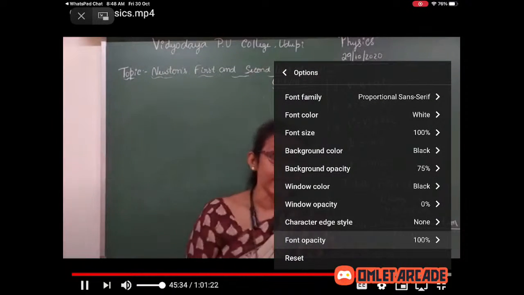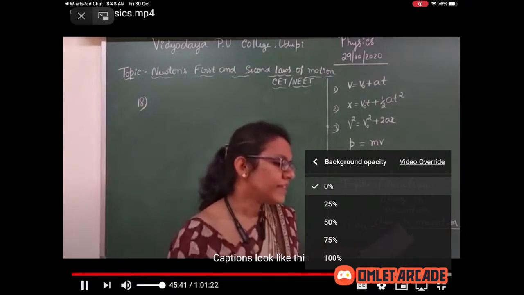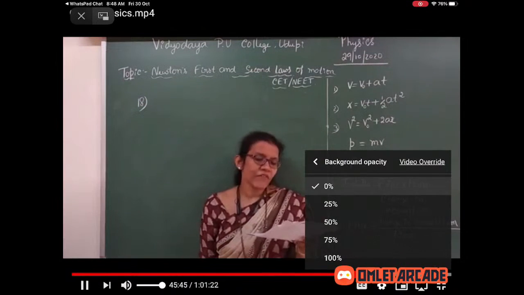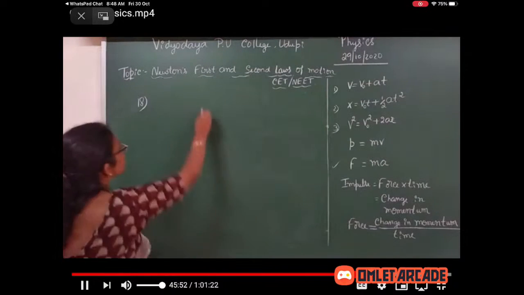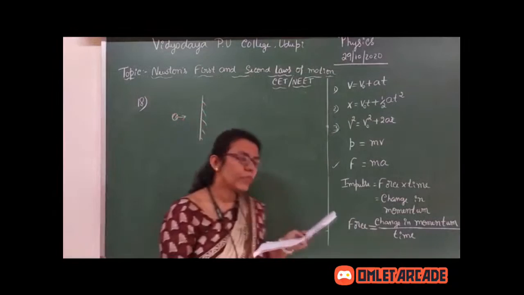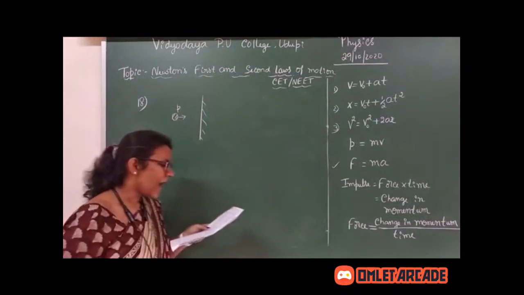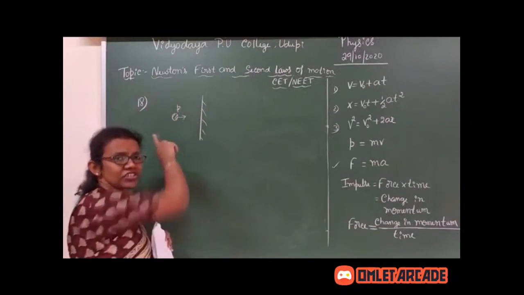Question number 18. A ball strikes a wall with a momentum p and bounces back with the same speed. The change in the momentum is... The momentum is p, and after bouncing back, the direction is opposite, so minus p.